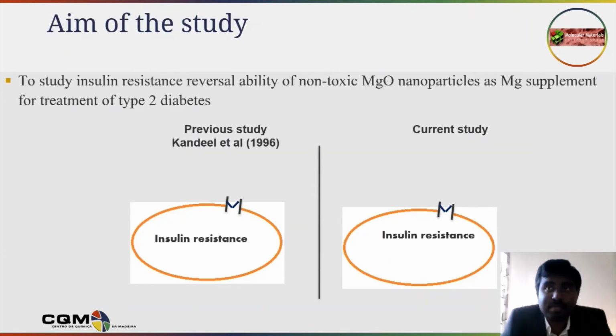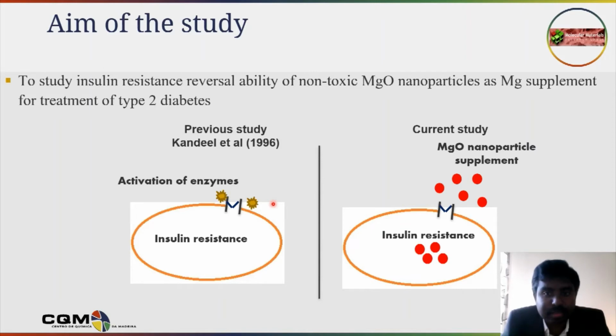So the aim of my project was to study insulin resistance reversal ability of non-toxic MgO nanoparticles as magnesium supplement to treat type 2 diabetes. In the previous study, Kandil et al. in 1996, so consider this one as an insulin resistant cell, diabetic cell, right? In that work, he used magnesium sulfate, and this magnesium sulfate will bind with the surface of the cell and it disintegrate into magnesium plus and sulfate ions, which will activate extracellular enzymes.